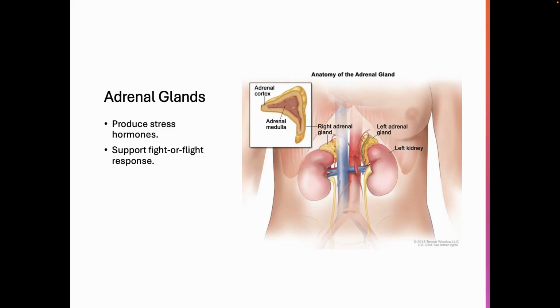Adrenal glands. These guys hang out on top of your kidneys. Just they're best friends, besties. They produce stress hormones. They support your fight or flight response.